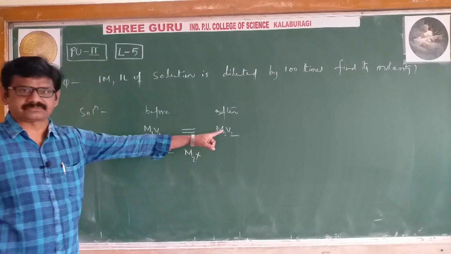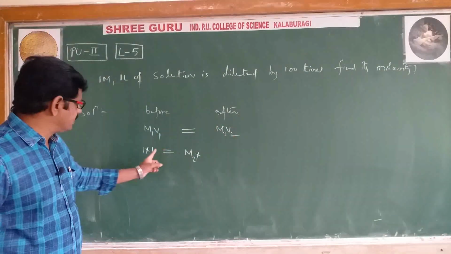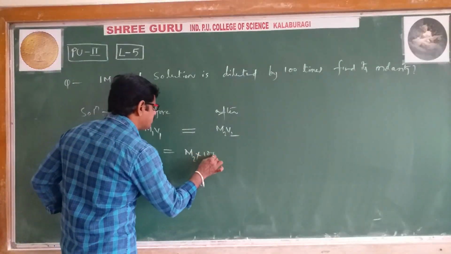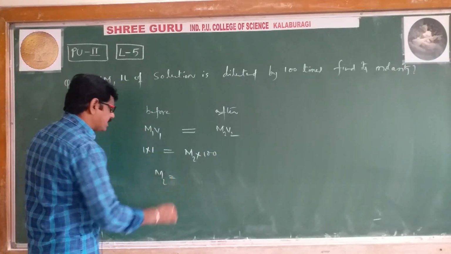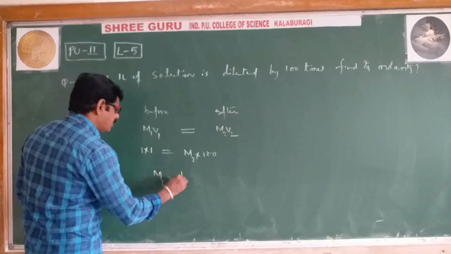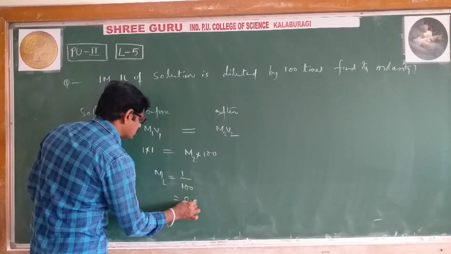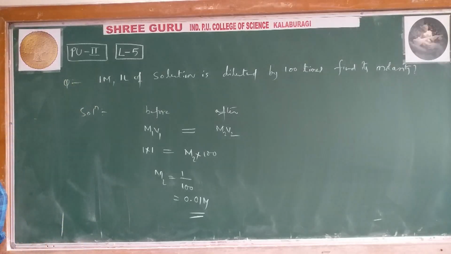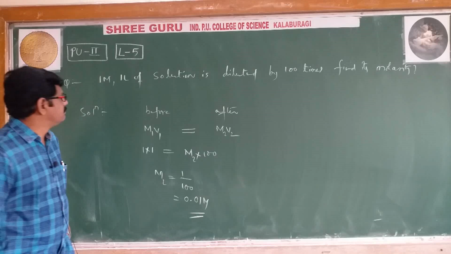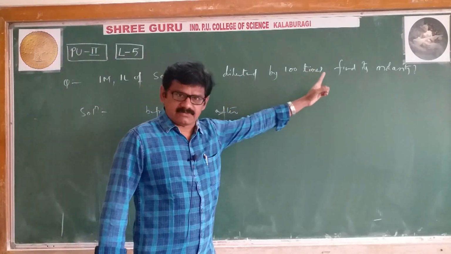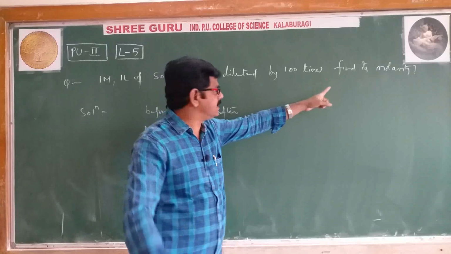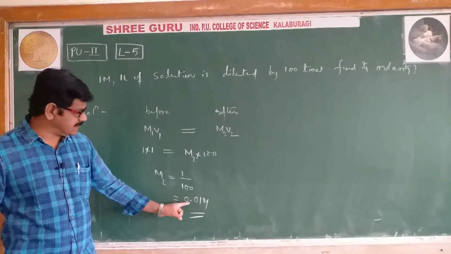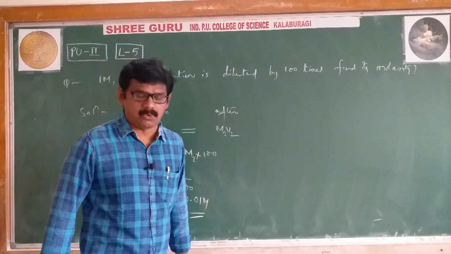M2 into 100. 100 times means if it is 1 liter, then 100 liters, so we write into 100. Therefore M2 is equal to 1 by 100, nothing but 0.01 molar. Its answer is 0.01 molar. This is before dilution, this is after dilution. After dilution means diluted by 100 times. Then after dilution, the obtained molarity is 0.01 mole per liter.